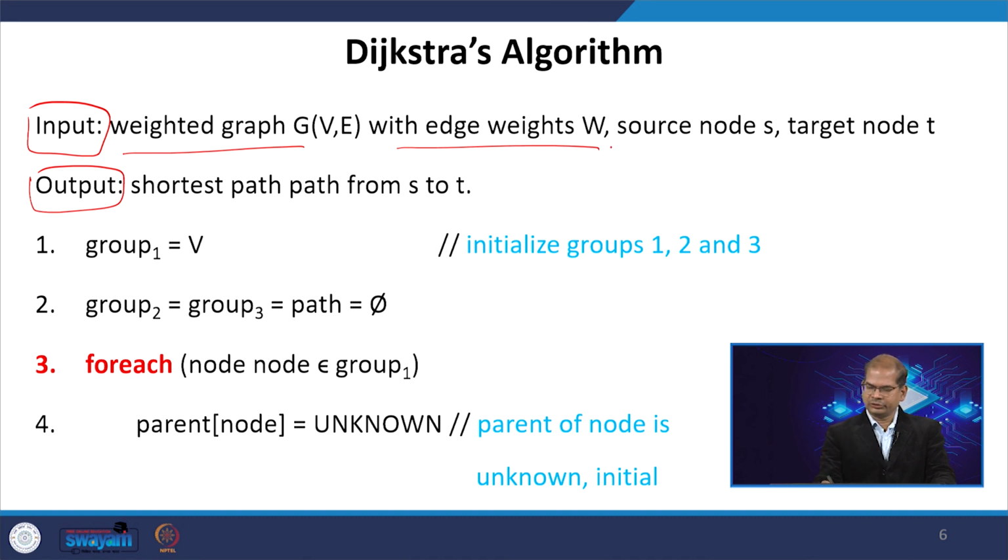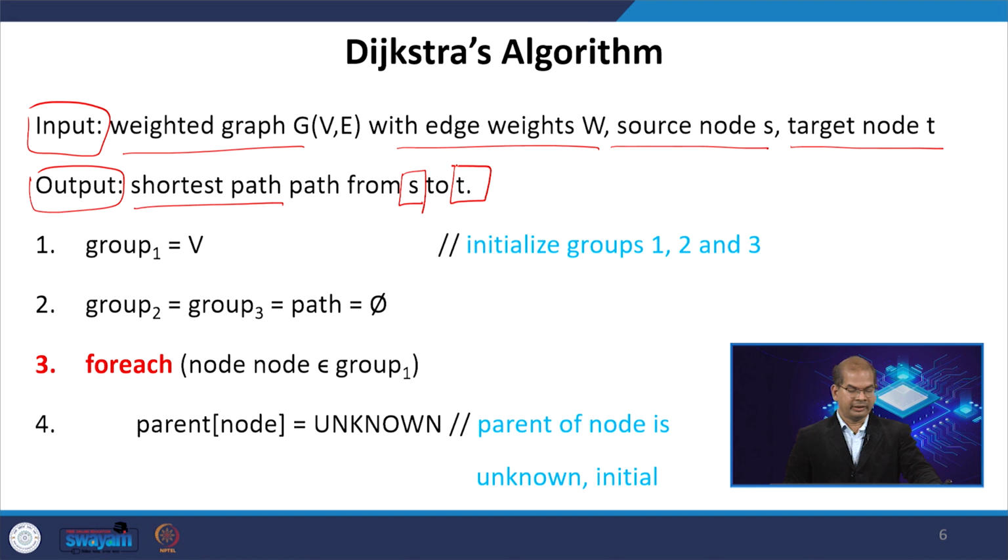We have a source node S, a target node T, and a weighted graph, where each of the edges has a weight. The source node and the target node are given as input to the algorithm. What does it find? The output of the algorithm is the shortest path from the source node S to the target node T. Now, we will go step by step.